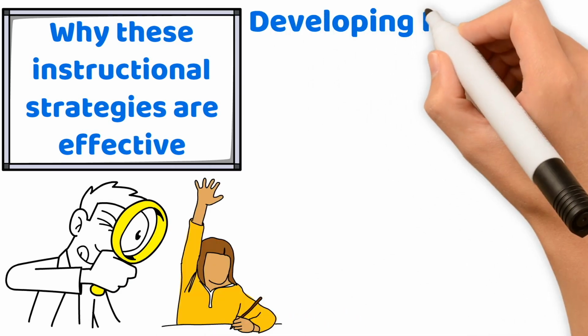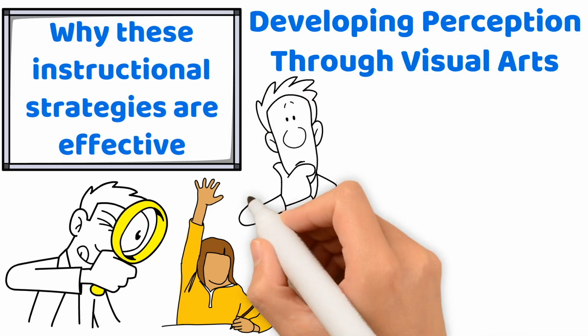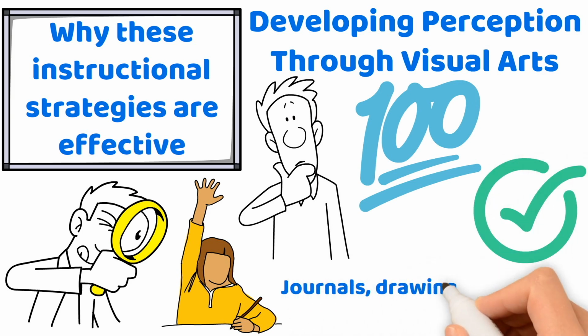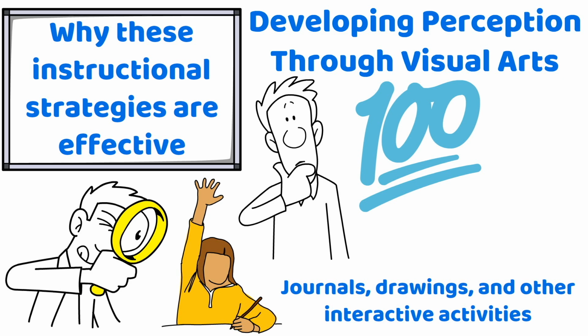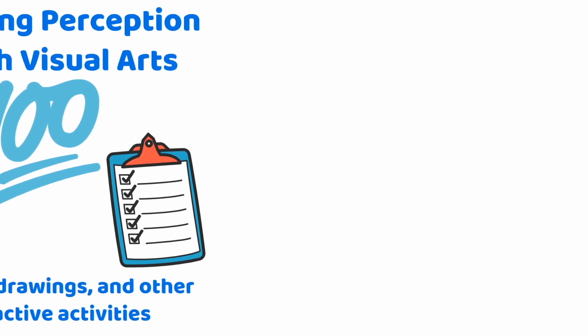Next, let's talk about developing perception through visual arts. If the exam asks you to identify the most effective approach to enhance students' observational skills, look for answer options that use student journals, drawings, and other interactive activities. Furthermore, be ready to select answers that use discussions on artworks from diverse cultures to broaden students' interpretive skills.